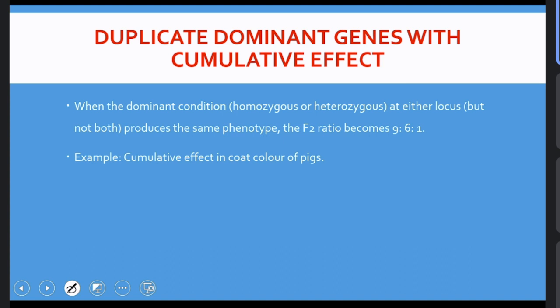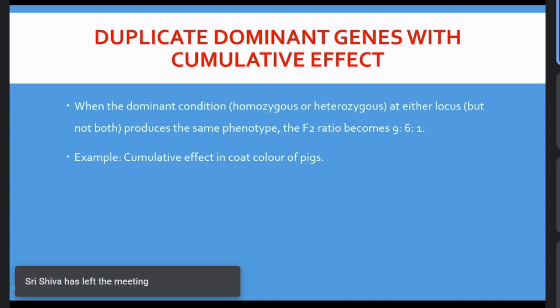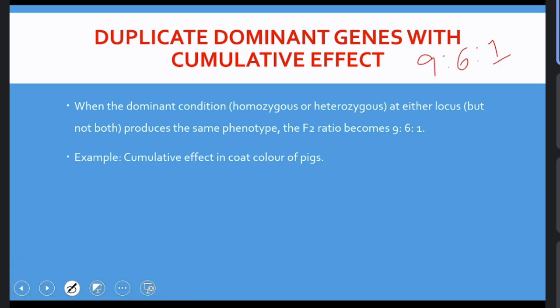And coming to the final topic for today, duplicate dominant genes with cumulative effect. So what is duplicate dominant genes with cumulative effect and its ratio? We'll see now. The ratio of this is 9 is to 6 is to 1. You have to remember this. Duplicate dominant genes with cumulative effect, 9 is to 6 is to 1. What is cumulative? Cumulative means additive.